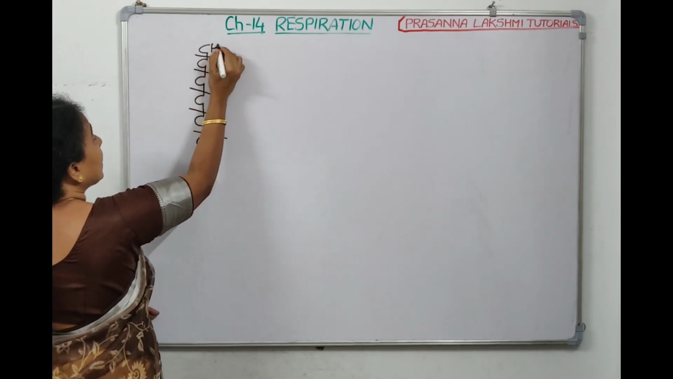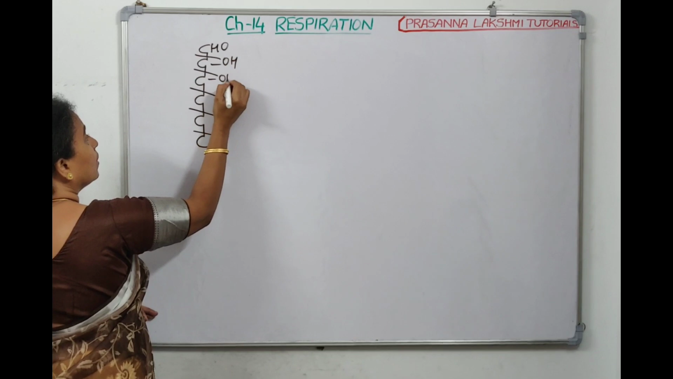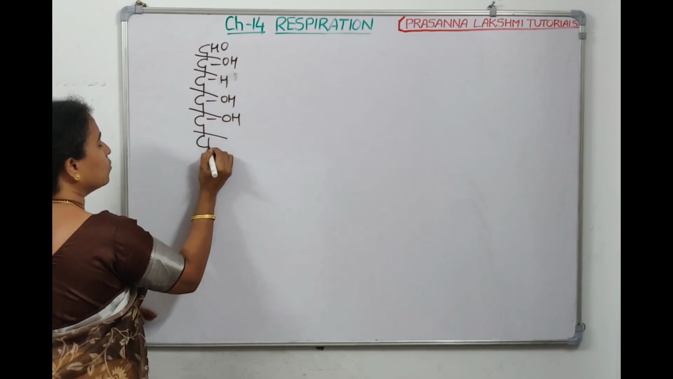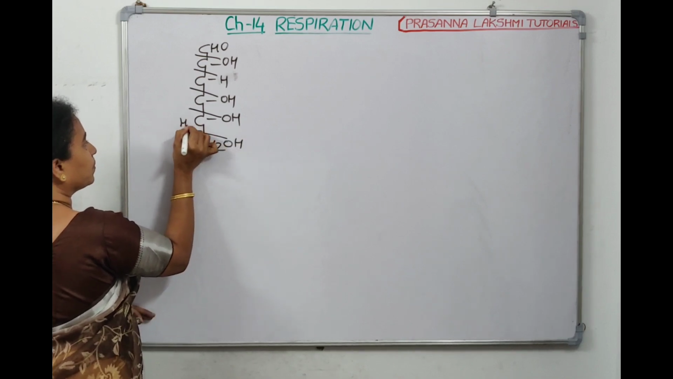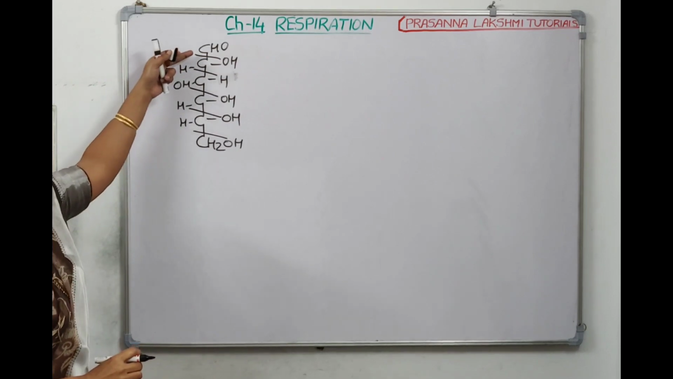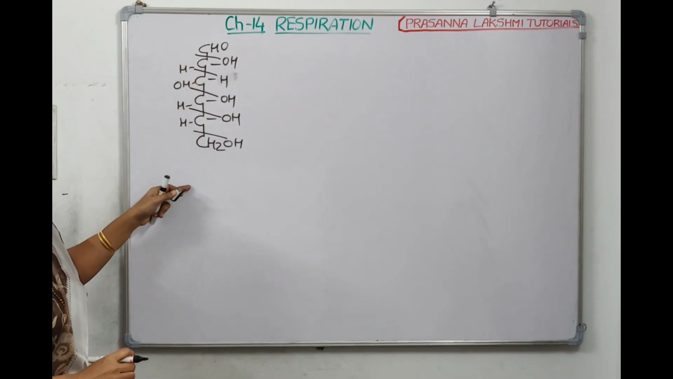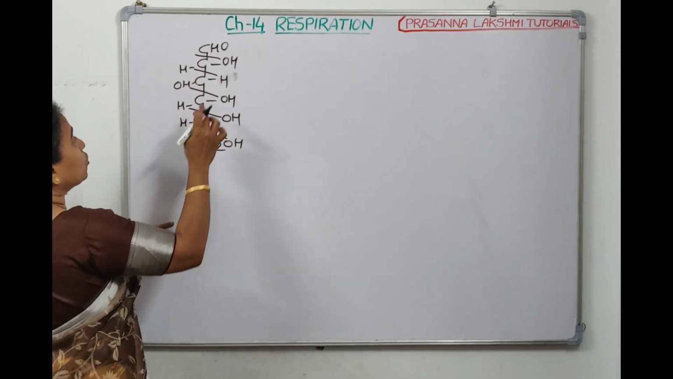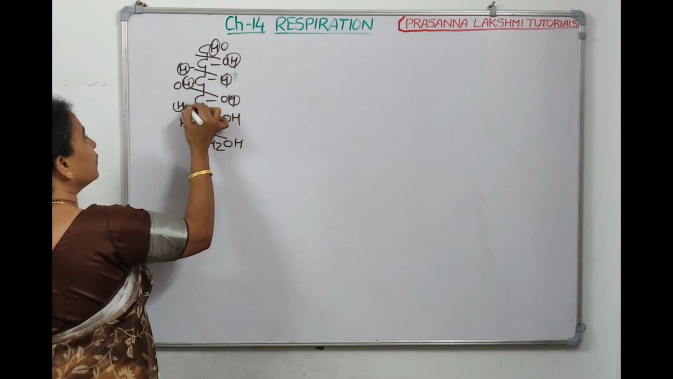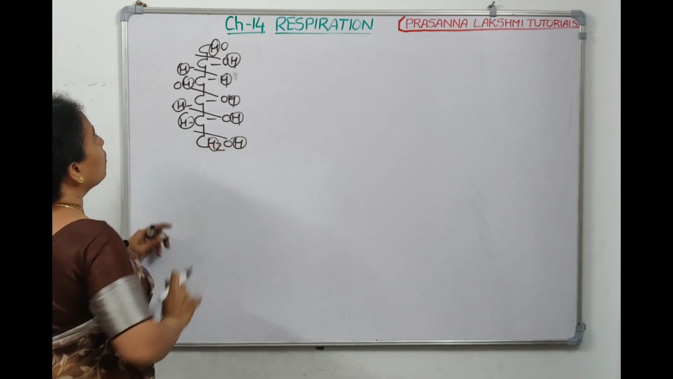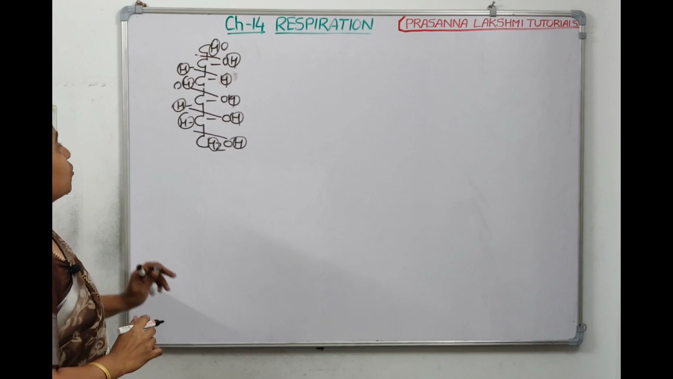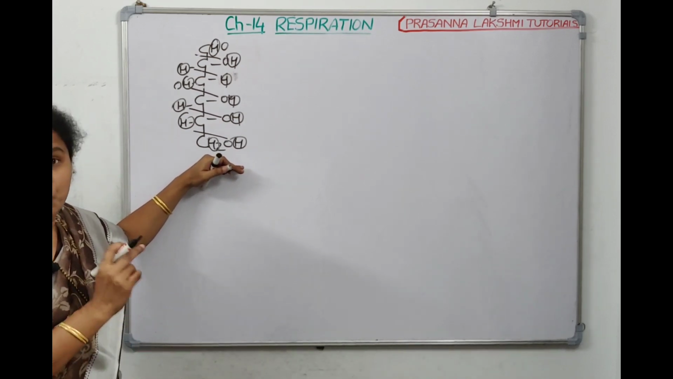So it is an aldehyde, this is glucose. So when you break all the C-C bonds, then what do we get? Remove these hydrogens. When you take off the hydrogens, only C and O, C and O, C and O, C and O will be there. So that means glucose is broken down.